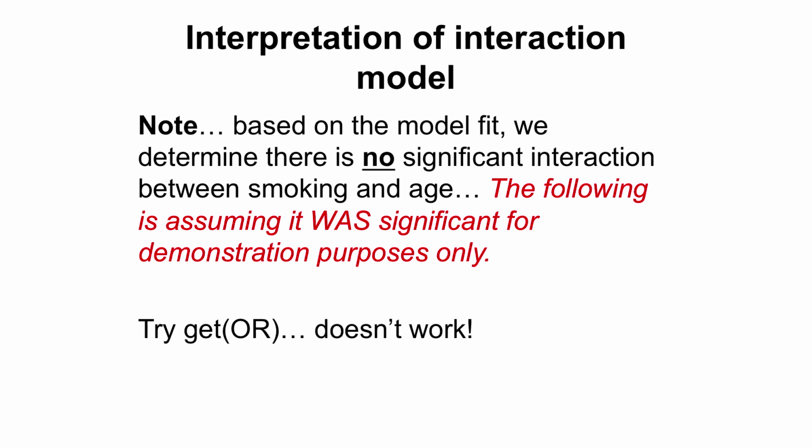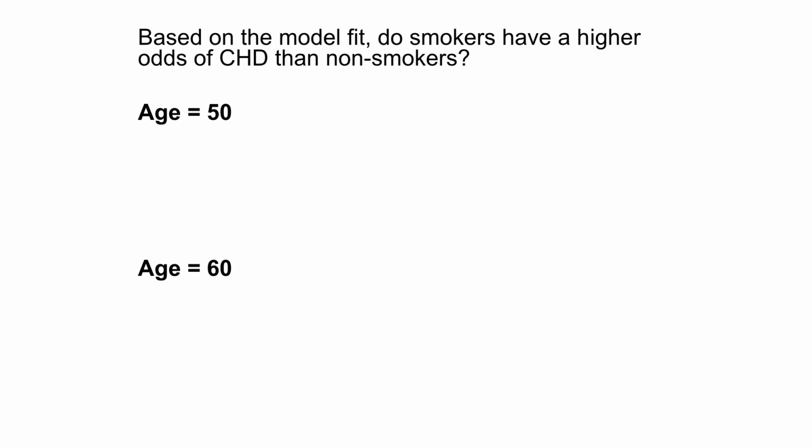We can't simply use the getOR function in R to get odds ratios when we have an interaction term in our model. We need to do the calculations for the age-specific odds ratios by hand. So assuming that our interaction term was significant, let's proceed in calculating the smoking effect for different ages. Recall that when you have a categorical effect modifier, you simply calculate the strata-specific effect for each category of that effect modifier. For example, if your effect modifier was gender rather than age here, you would calculate the smoking effect for men and women separately.